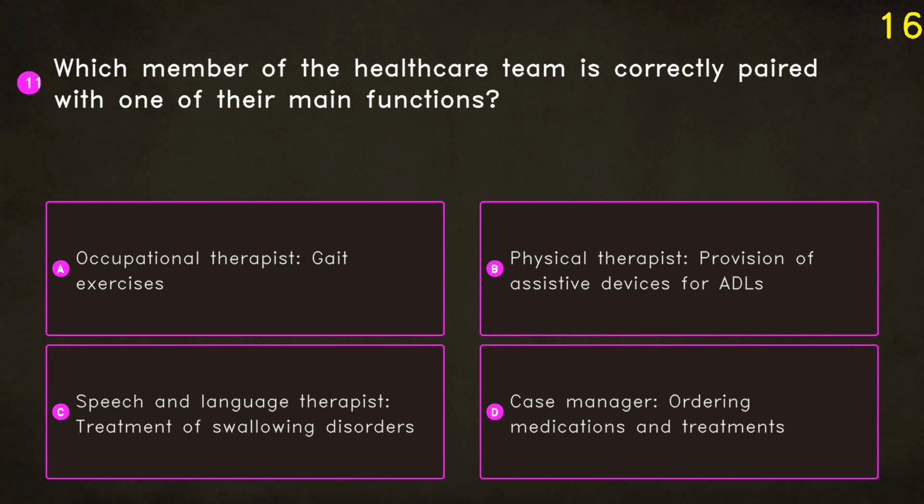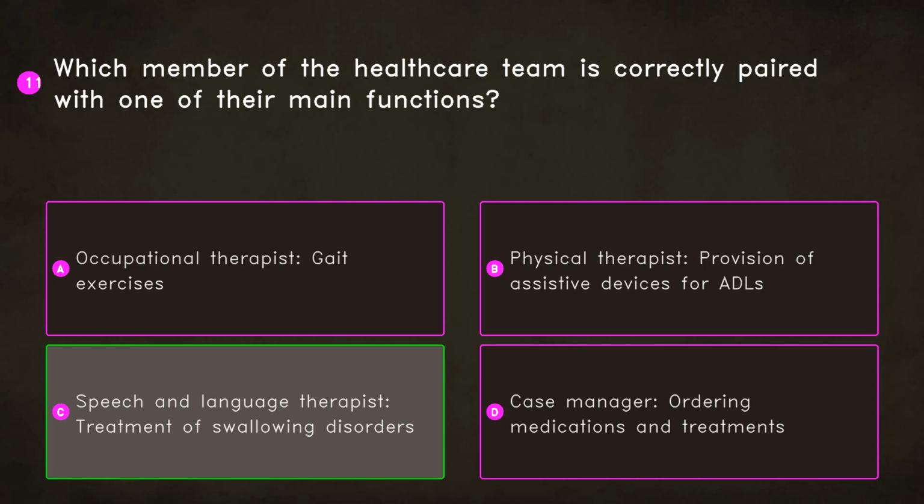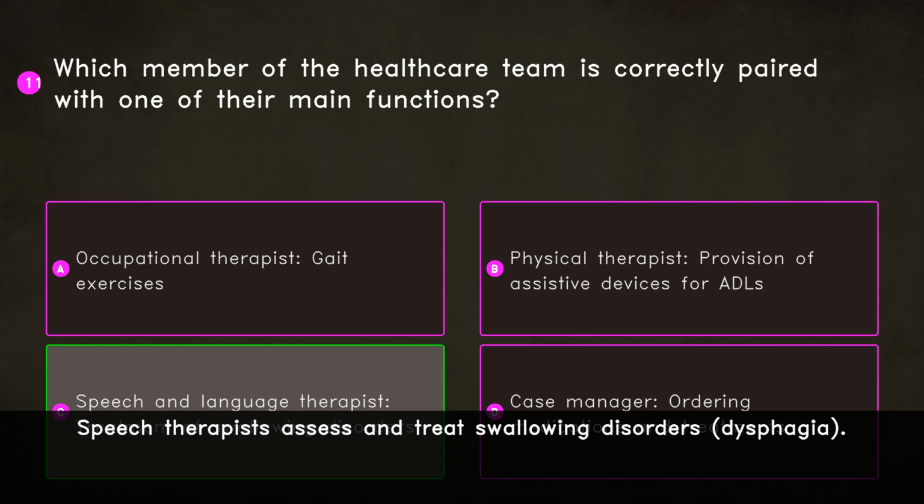Question 11. Which member of the healthcare team is correctly paired with one of their main functions? A. Occupational therapist, gait exercises. B. A physical therapist, provision of assistive devices for ADLs. C. Speech and language therapist, treatment of swallowing disorders. D. Case manager, ordering medications and treatments. The correct answer is speech and language therapist, treatment of swallowing disorders. Speech therapists assess and treat swallowing disorders, dysphagia.